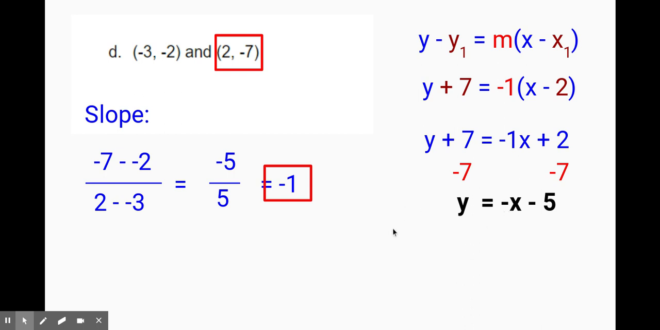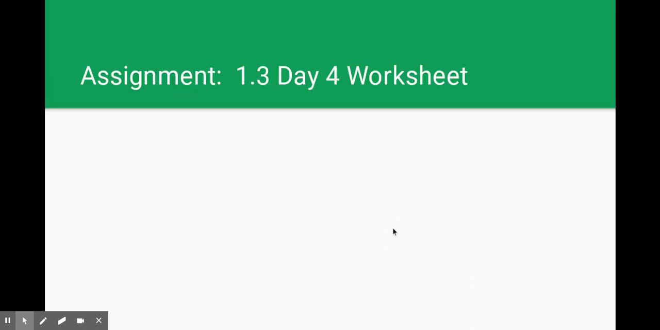That is it. That's the end of our lesson. If you go all the way to the back of the packet, you will see the assignment labeled 1.3, day 4. Give it your best try and refer back to the notes if you need to.